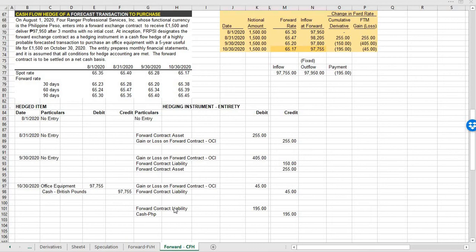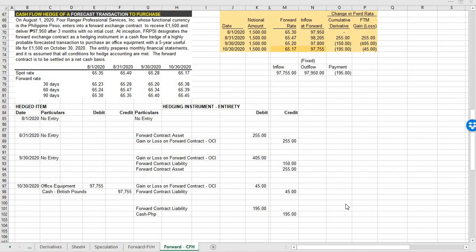So, ano nang next? Ngayon, dahil ito ay hedging, ang purpose ng ating hedging is dapat magkaroon ng offsetting. At ano yung offsetting na nangyayari dapat? Yung offsetting dapat is yung offsetting ng mga changes in the value ng hedge item at ng hedging instrument. Supposedly, dapat meron tayong nire-record na changes ng value ng hedge item at meron din tayong nire-record na changes sa value ng hedging instrument. And itong mga changes na to ay mag-o-offset.